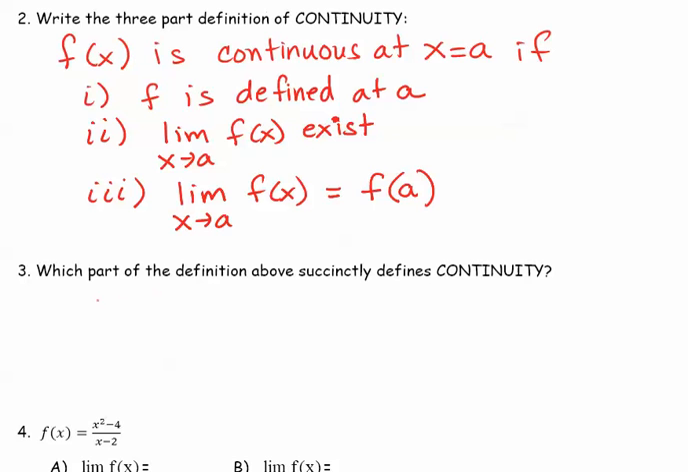So question 3 says, which of the above definitions will actually define continuity? And the third part is enough. Why would we bother with parts 1 and 2 then? Well, if 1 and 2 aren't true, then we don't even have to bother to ask the question about part 3. But part 3 is actually the definition of continuity. So part 3 alone is sufficient.